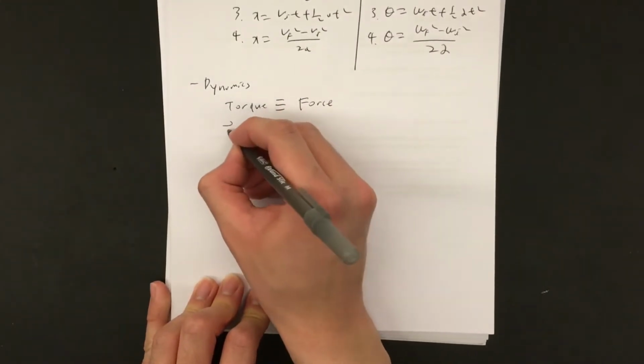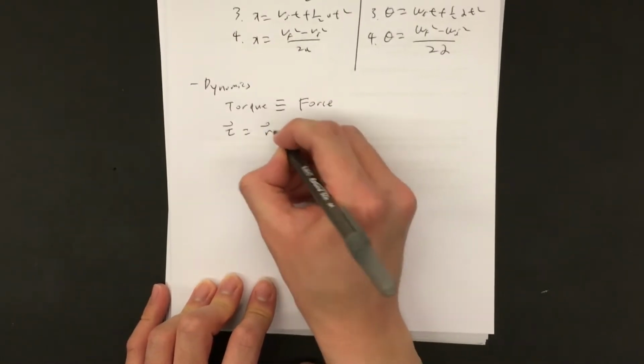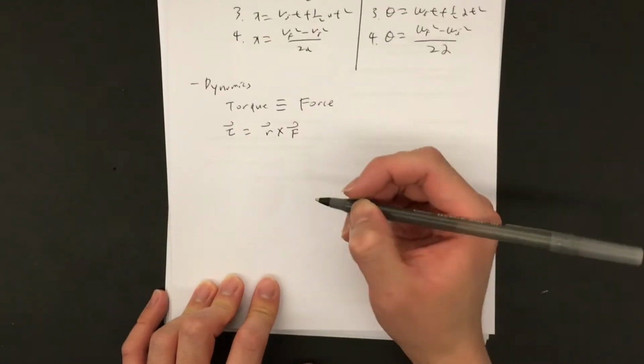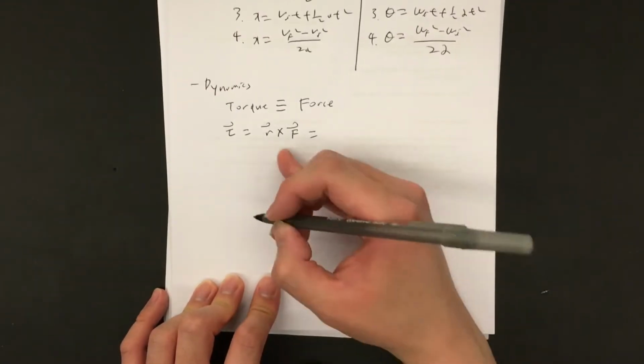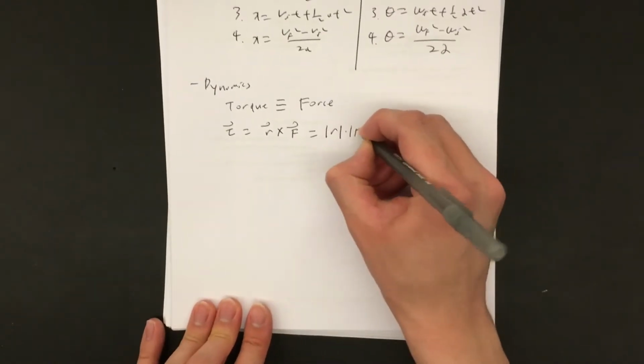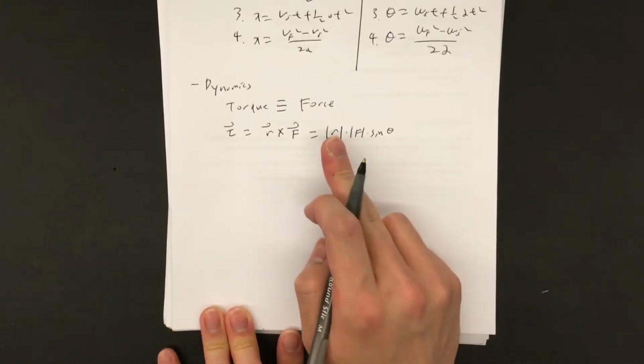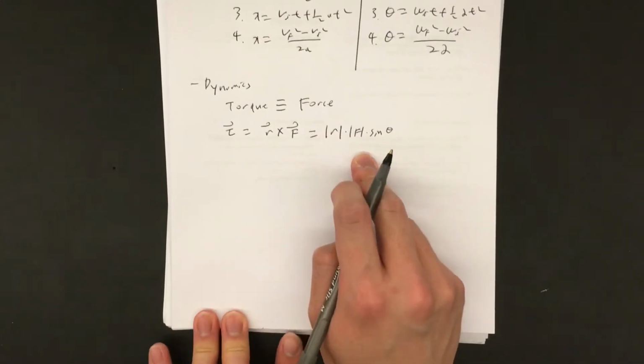And torque, which is a vector quantity denoted as tau, is equal to r cross producted with force. And if you forgot what the definition of cross product meant, this means the magnitude of r times the magnitude of the force times sine theta, where theta is the angle between the displacement r and the force.